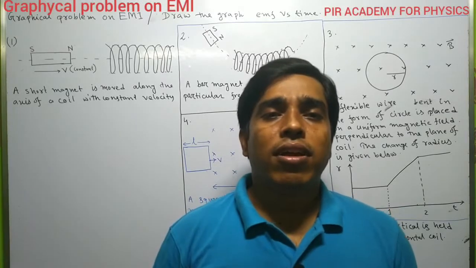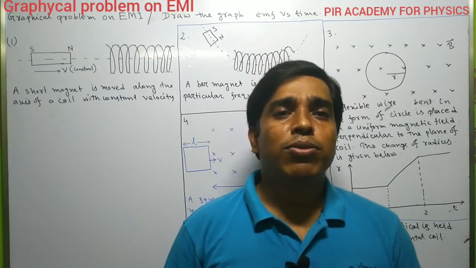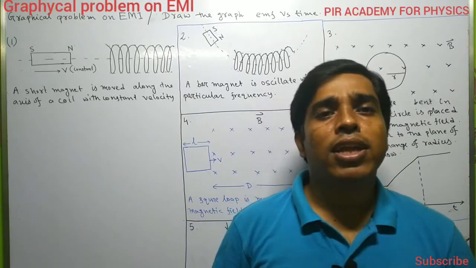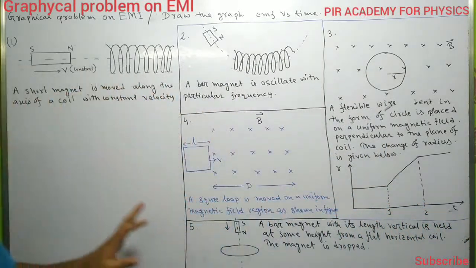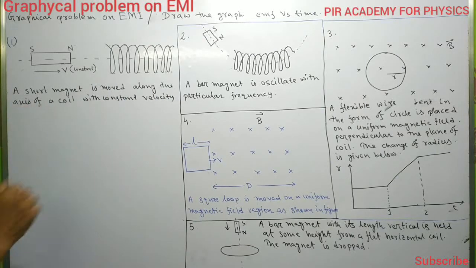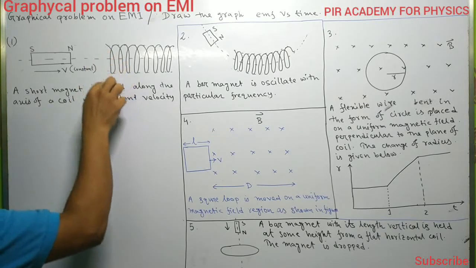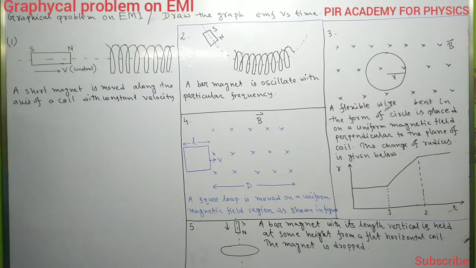Hello students, today we will discuss the graphical problems on electromagnetic induction. Here you see there are 5 problems. 1. A bar magnet is moved towards this coil. You have to draw the induced EMF versus time graph.